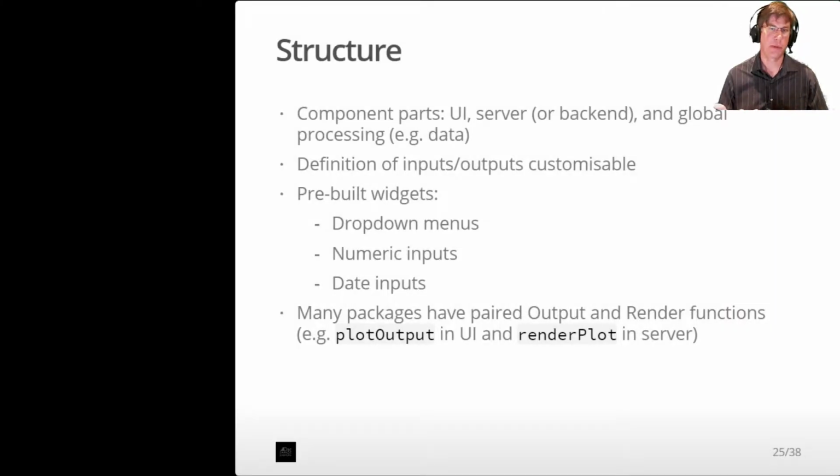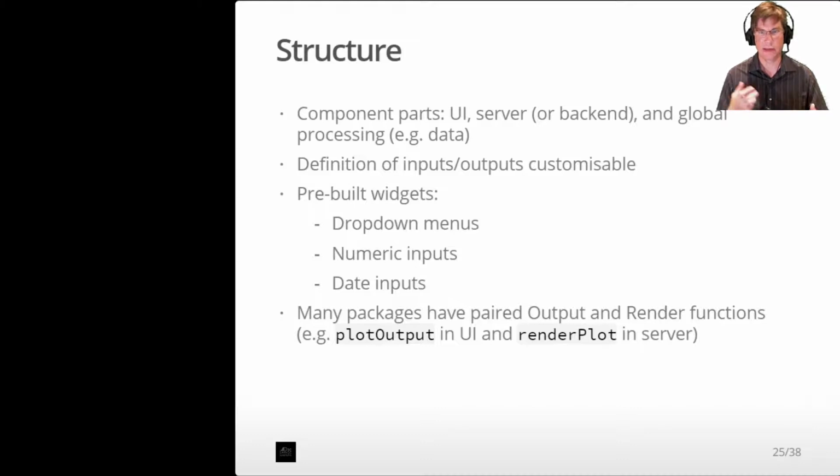Shiny apps in general have three parts: a UI, loosely speaking your front end, a server, or back end, and global. That's data that's shared amongst both the front and back end. So a lot of times the global processing is things like loading data or establishing constants, etc. Now you can customize how you want to arrange the inputs and outputs. The Shiny app I had earlier had two plots.